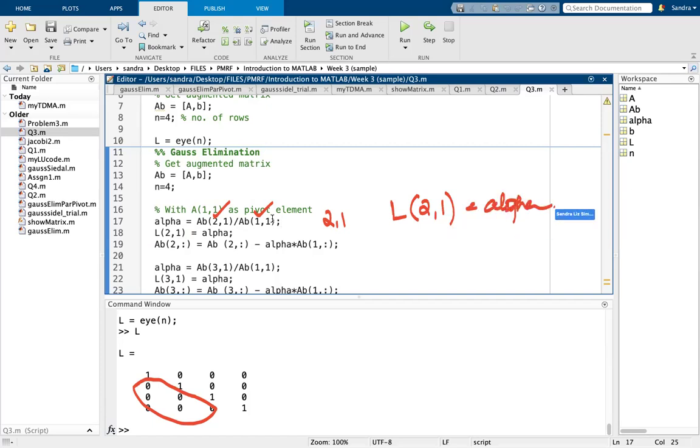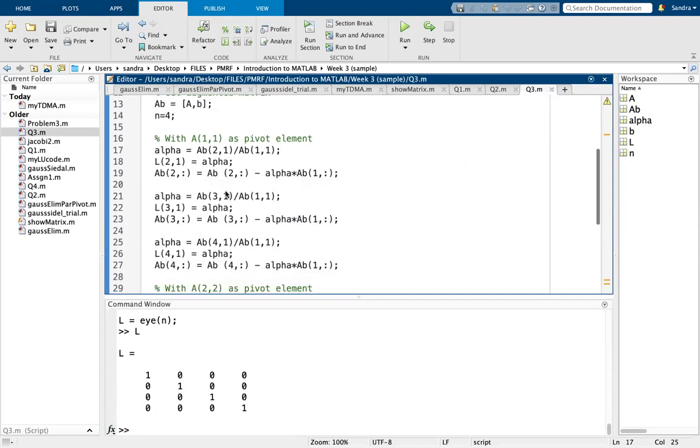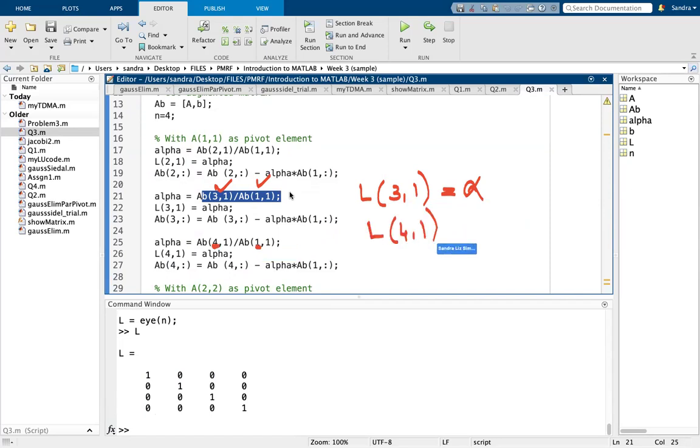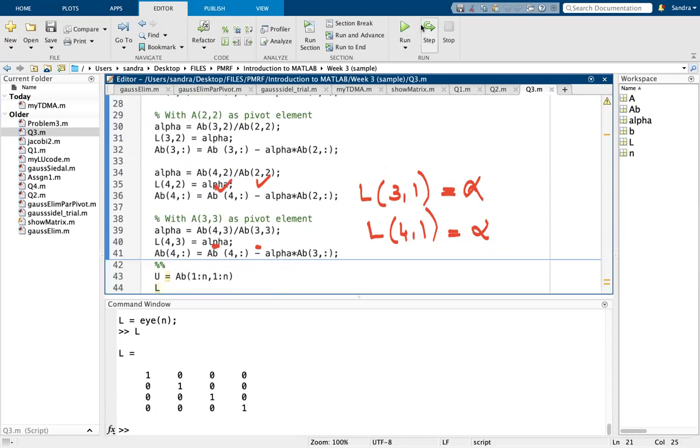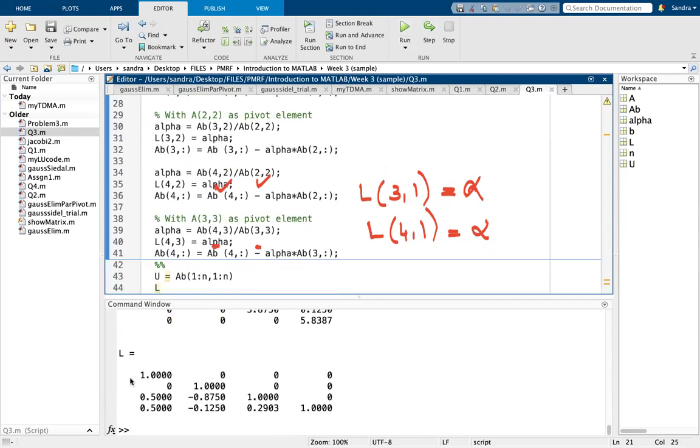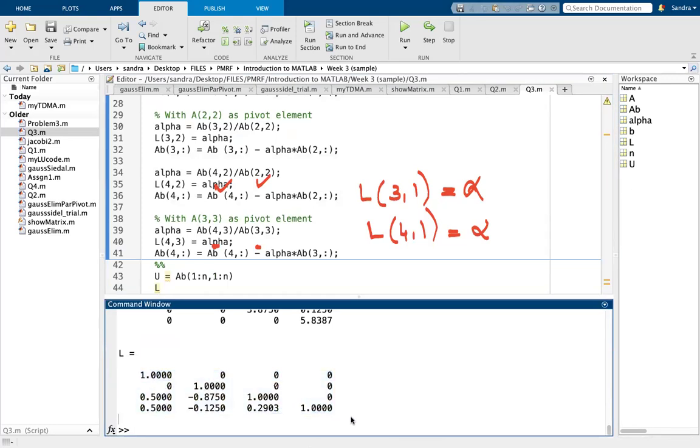Okay. Next alpha value is what? This is the next alpha value. So take the numbers 3, 1, and in L 3, 1, save the alpha value. And the next alpha value is 4, 1, and in L 4, 1, you save the alpha value. So that's how you enter it. Finally, when I run this code, you will be getting the lower triangular matrix to be like this.